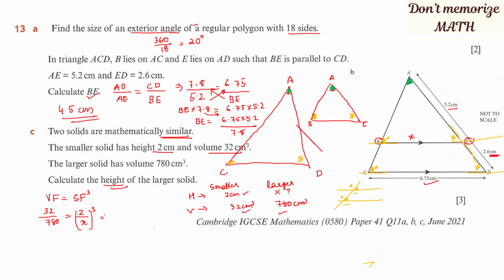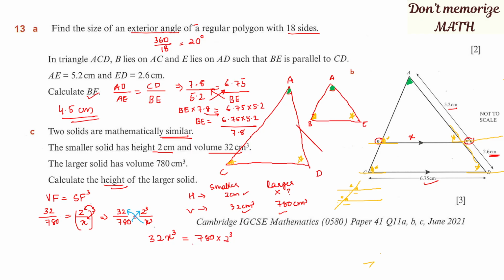Okay, then on the left side we have 32 over 780 equal to, the cube we will give to each term inside the bracket. So it will become 2 cube over x cube. Now normally what we do, we will cross multiply: x cube will multiply with 32, and 2 cube you can multiply with 780. So you will get 32x cube equal to 780 times 2 cube.